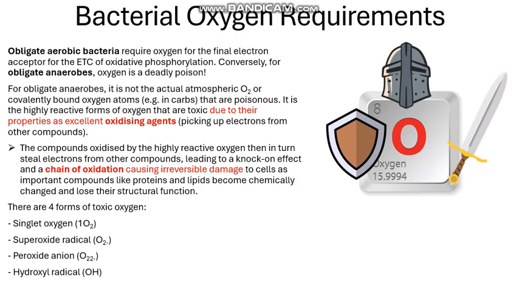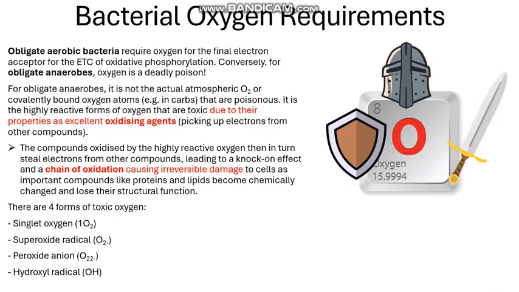Okay, moving on to bacterial oxygen requirements, which is a new topic. So, to begin, obligate aerobic bacteria require oxygen for the final electron acceptor in the electron transport chain of oxidative phosphorylation. Conversely, for obligate anaerobes, oxygen is a deadly poison. So, obligate aerobes require oxygen, and obligate anaerobes will die in the presence of oxygen.